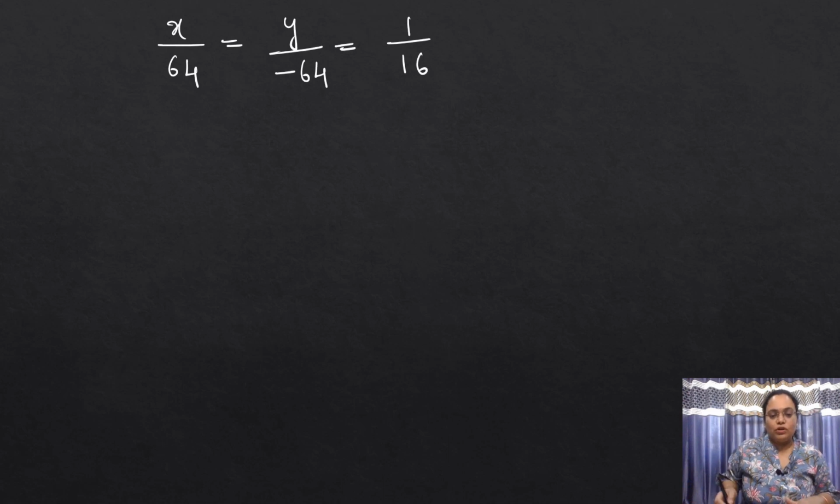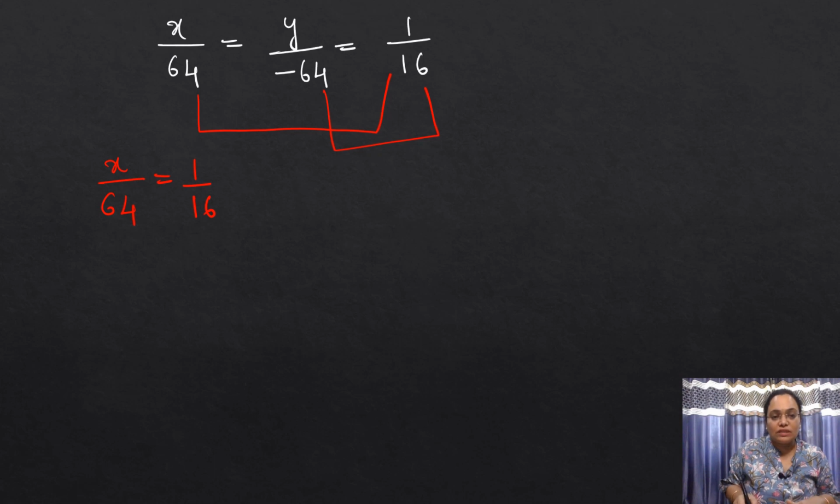Okay. To solve for x, you will take these two, and to solve for y, you will take these two. So if you cross multiply, 16x is equal to 64. x is equal to 64 by 16, which is 4. x is equal to 4.